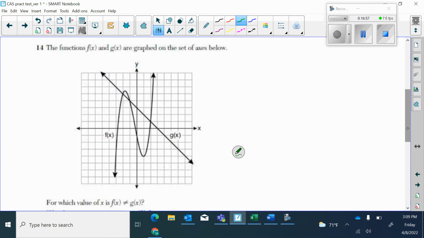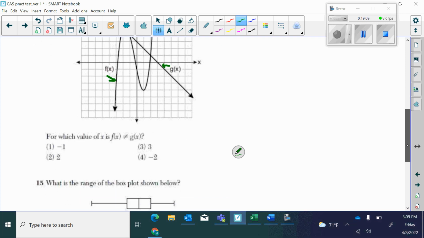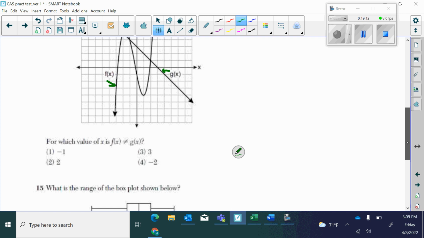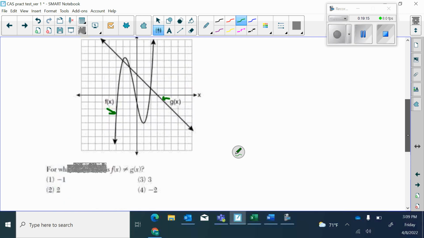Okay, here's your f of x, that function next to it, and there's your g of x. So we have a polynomial, the curved one is a polynomial, and then we have a line right there. It says, for which value of x is f of x not equal to g of x? Well, where are they equal? They're equal there, there, and there. What's the x value right there? At -2 they're equal, at -1 they're equal, and at 2 they're equal. So it's the one that's not that, which is then 3.